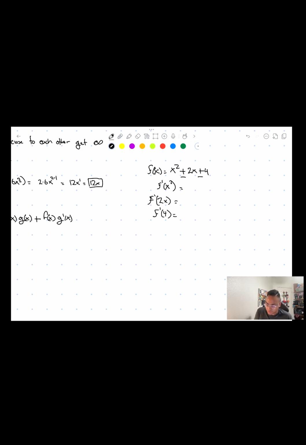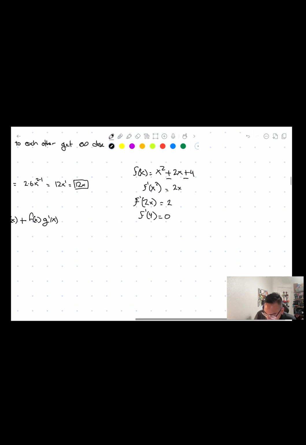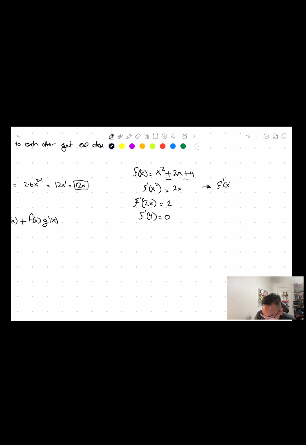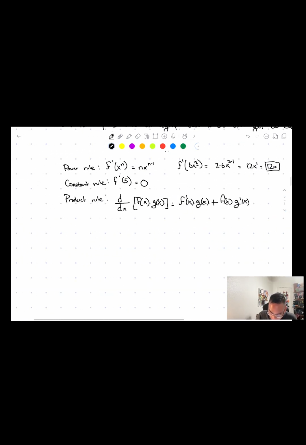So let's do the 4, because f prime of 4 is just 0. F prime of 2x is just 2. And f prime of x squared is just 2x. So we are going to be left with f prime of x is equal to 2x. Remember, we're keeping these two the same. So 2x plus 2. So that's how we differentiate a function. So there's the product rule we can use whenever we multiply functions.